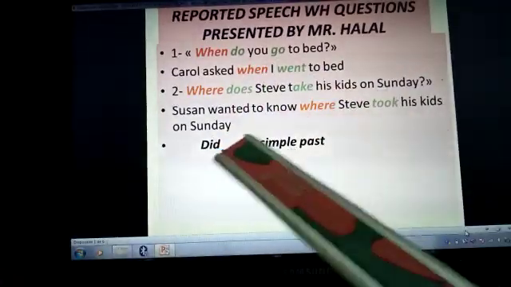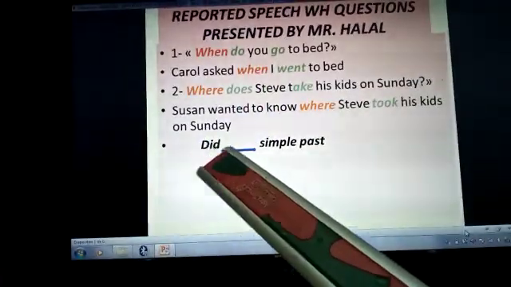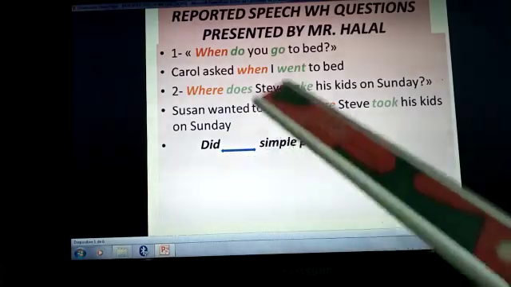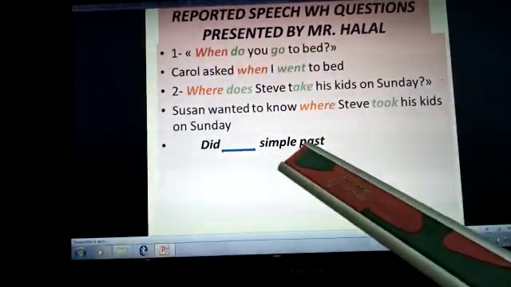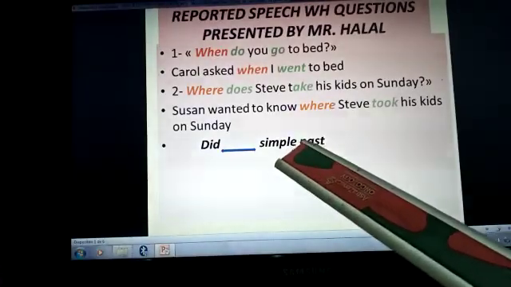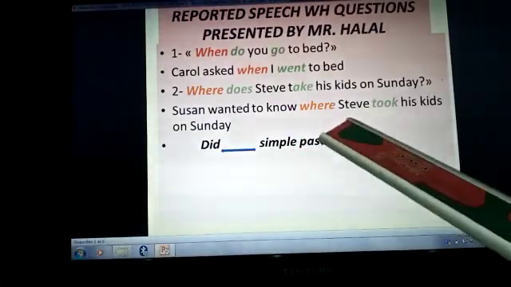Now let's move to did. Did is an auxiliary which shows that the verbs are in the past. So do and does, the verbs are in the present. But for did, the verbs are in the past. And in report speech, simple past becomes past perfect.